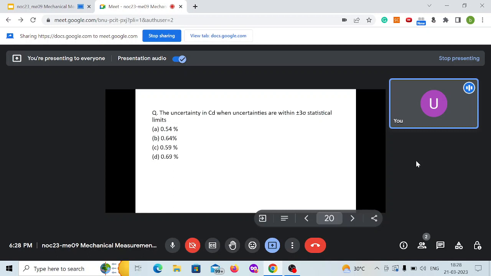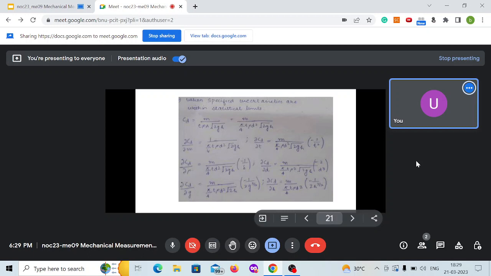The options are 0.54%, 0.64%, then 0.59% and 0.69%. So moving on to the solution, when specified uncertainties are within statistical limits, we know the CD relation from the question: m by t rho A root of 2gh, and area we can substitute by pi by 4 d square. On substitution, you get m by pi by 4 d square into t rho root of 2gh. So now differentiate this with respect to each of the variables.